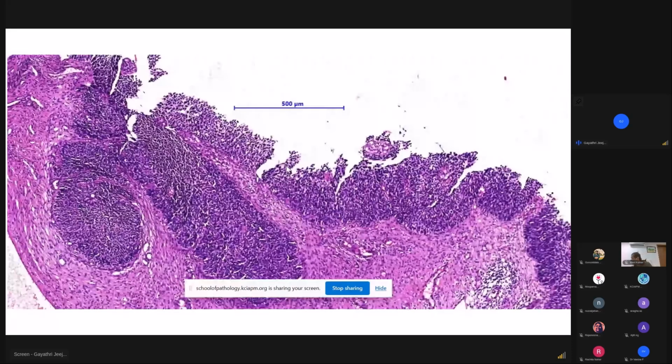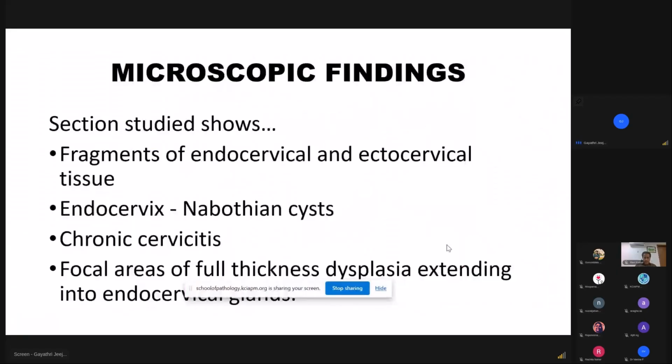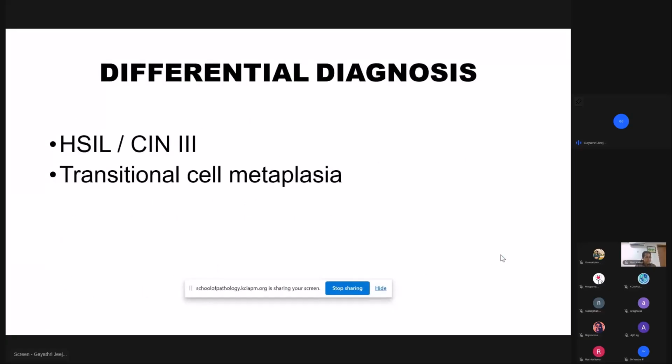So to summarize, section study shows fragments of endocervical and ectocervical tissue, and endocervix shows multiple Nabothian cysts, chronic cervicitis, and focal areas of full thickness dysplasia extending into the endocervix. The differential diagnoses are high-grade squamous intraepithelial lesion and or grade 3 cervical intraepithelial neoplasia, and transitional cell metaplasia. Thank you.